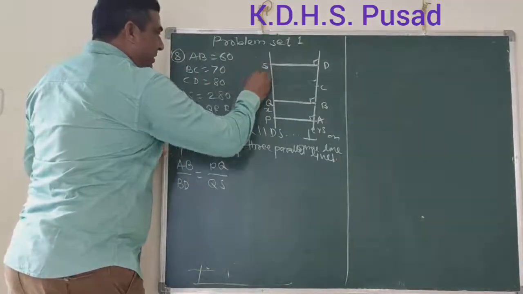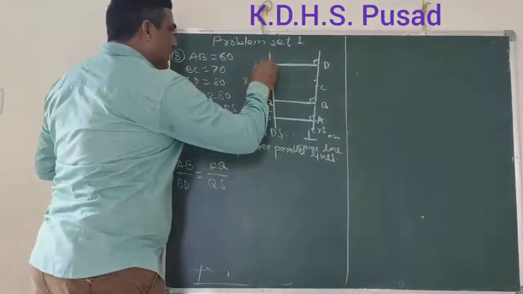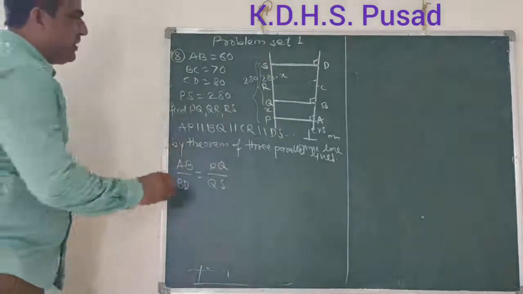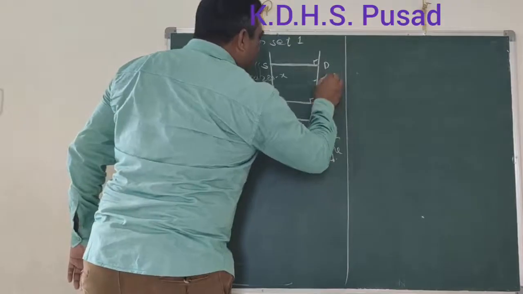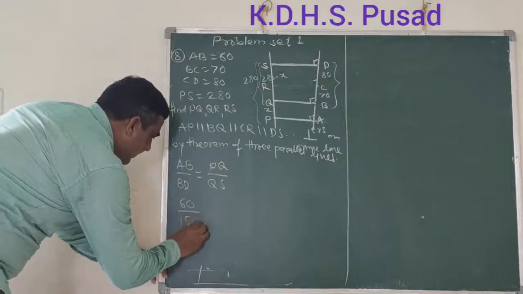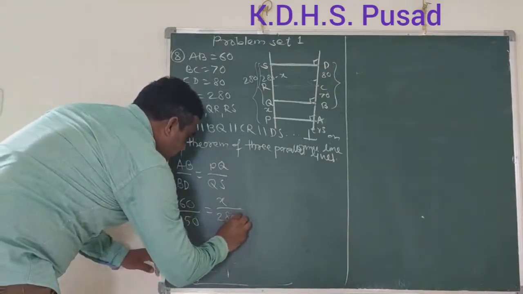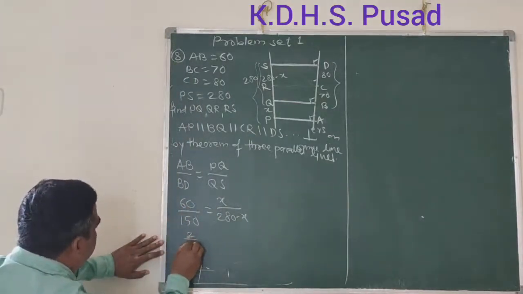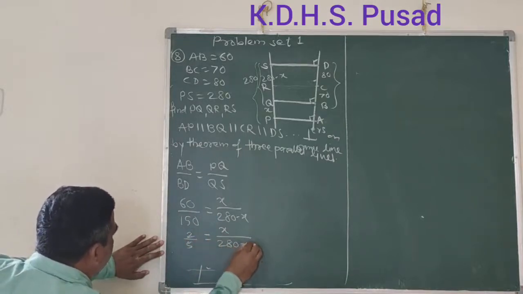So this complete value is 280. What about this value? This value will be 280 minus X. So let's put down the values: AB is 60 by BD. BC is 70 and CD is 80, so BD is 150. So here 60 by 150 equal to X by 280 minus X. Divided by 30, 2 by 5 is equal to X by 280 minus X.